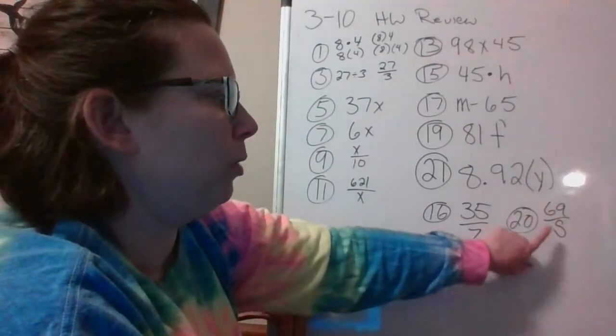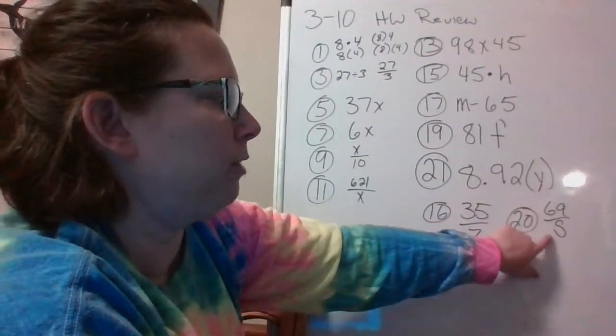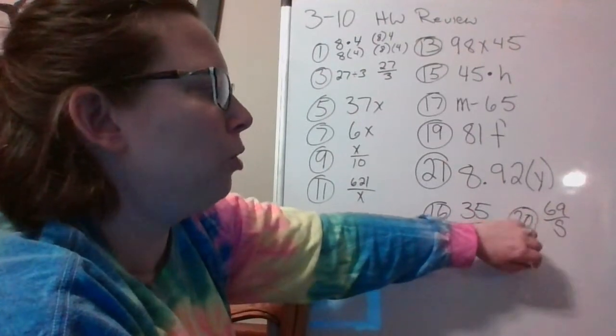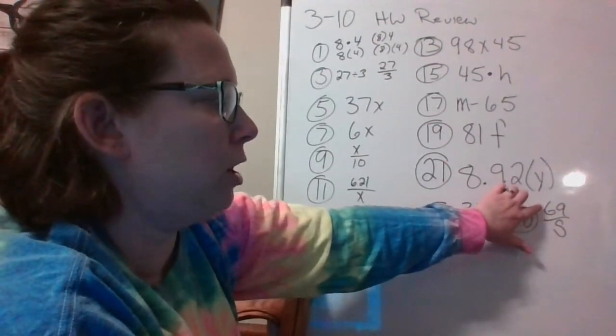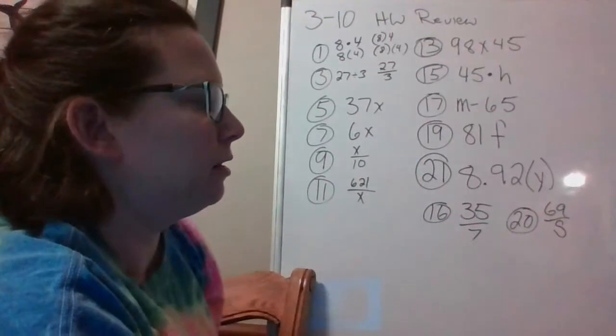With 20, we would say 69 divided by the letter S, or we would say the quotient of 69 and the number S.